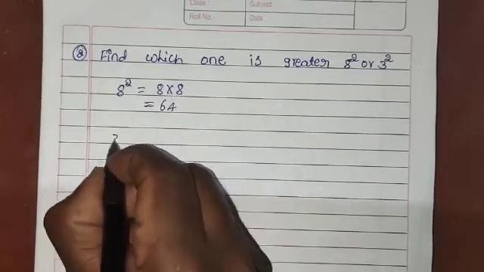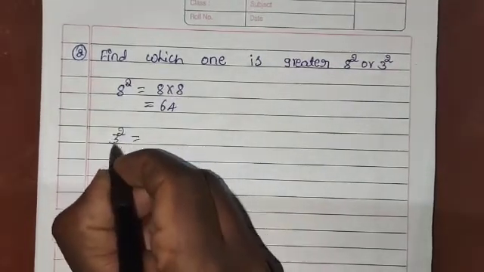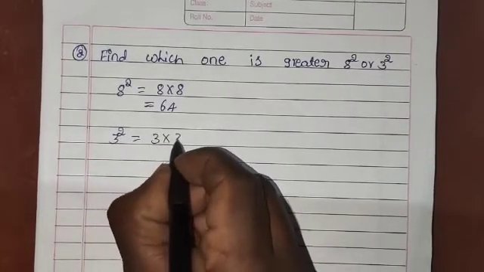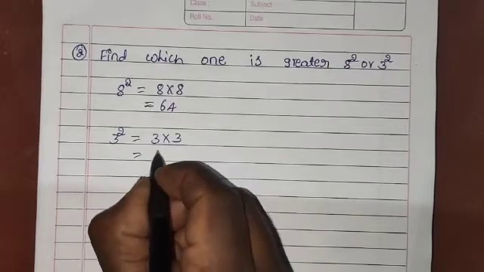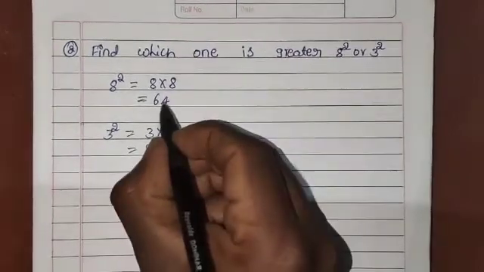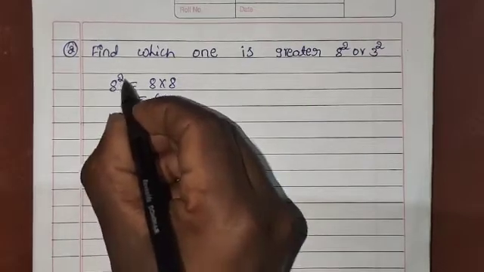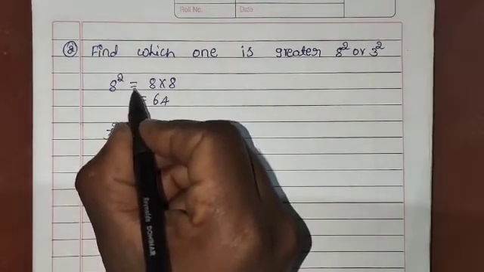Now we have to find out the 3 square. Okay, 3 square means 3 is multiplied 2 times. It means 3 into 3. Okay, now 3 threes are 9. Okay, now 64 is greater than 9. So 8 square is the greater exponential form.